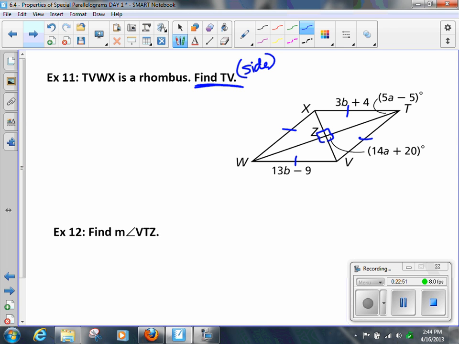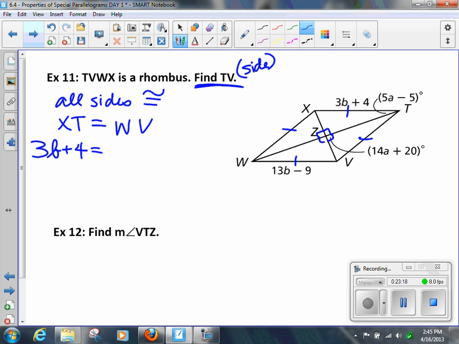I know that all sides in a rhombus are congruent, not just the opposite ones. Therefore, XT is going to be equal to WV, right? Chase, is that right? Yeah? XT is just what the guy said: 3B plus 4 equals 13B minus 9. Can we solve that? Heck yes.